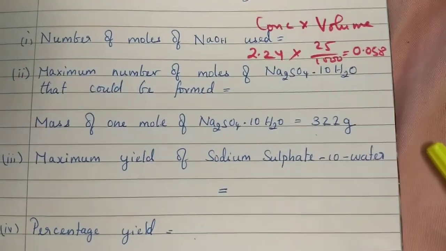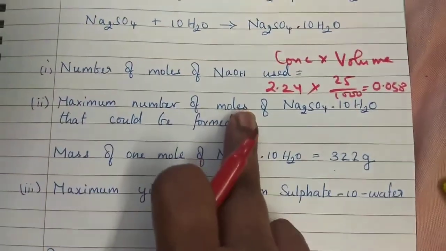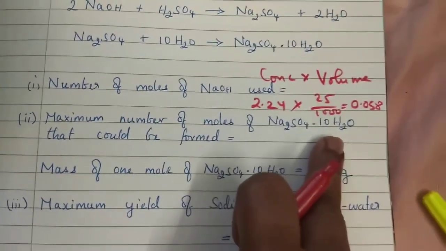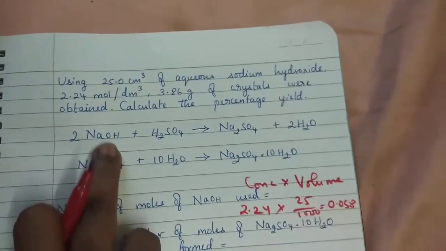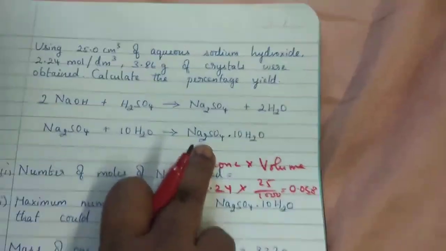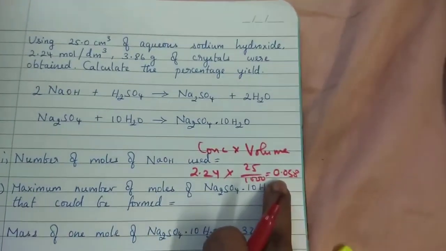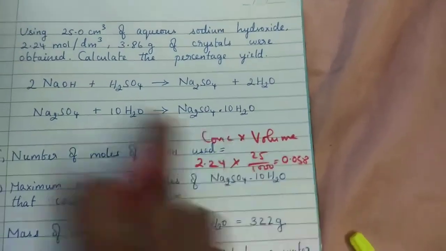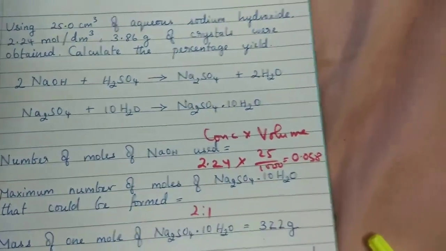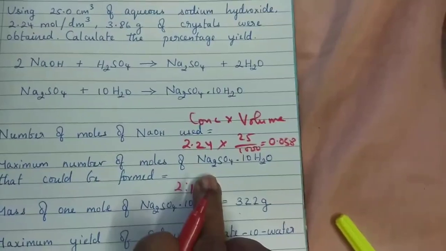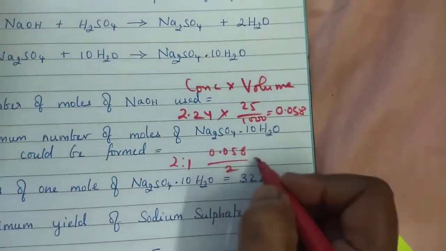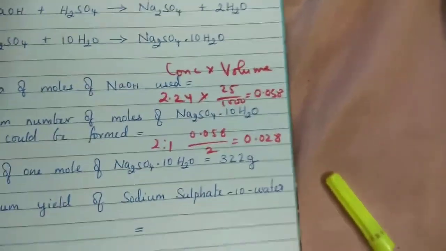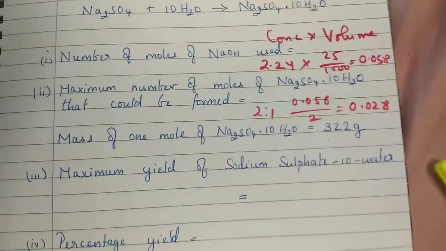The second question is the maximum number of moles of hydrated sodium sulfate that could be formed. How will you calculate this? By seeing the equation over here, 2 moles of NaOH gives 1 mole of sodium sulfate. That means if the number of moles is 0.058, then the ratio is 2:1. So this divided by 2, you will get the value of Na2SO4. 0.058 by 2 will give you 0.029. So this is the moles of hydrated sodium sulfate.